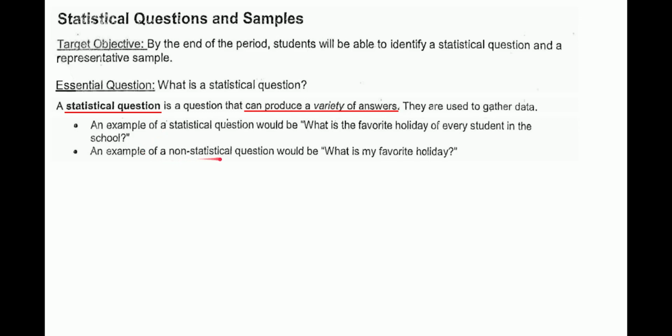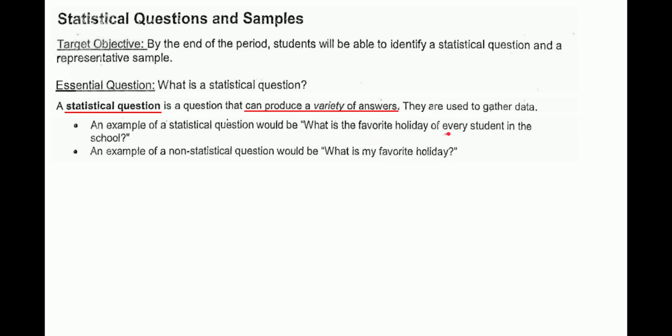Now, an example of a non-statistical question would be, what is my favorite holiday? Now, the reason being is because you're just asking me my favorite holiday. I'm only going to have one answer, and I could say Thanksgiving. But I can't say, oh, I really like Thanksgiving and Flag Day, that doesn't count. That's not how the word favorite works. And also, that would not count as a statistical question.